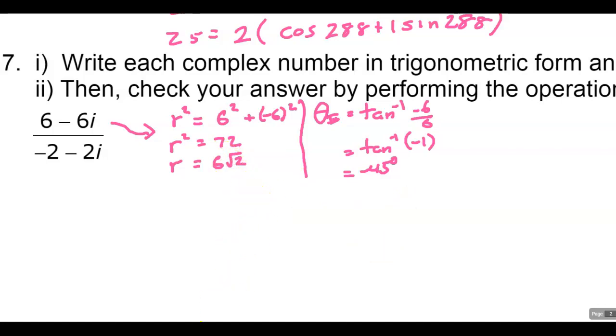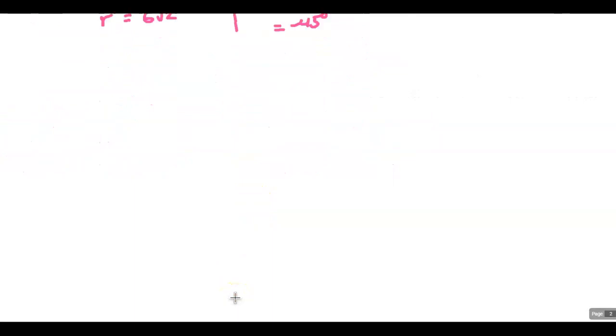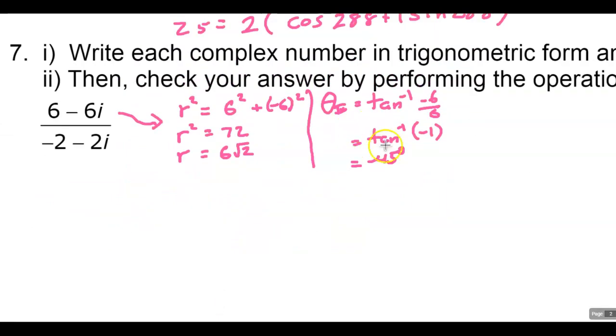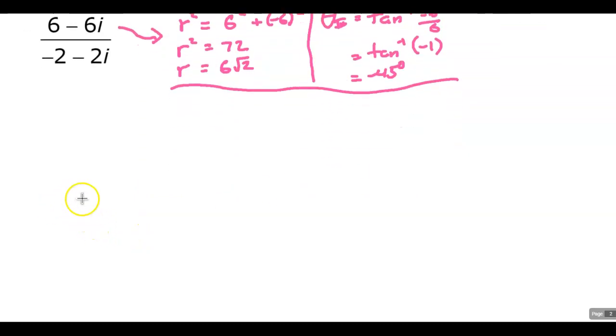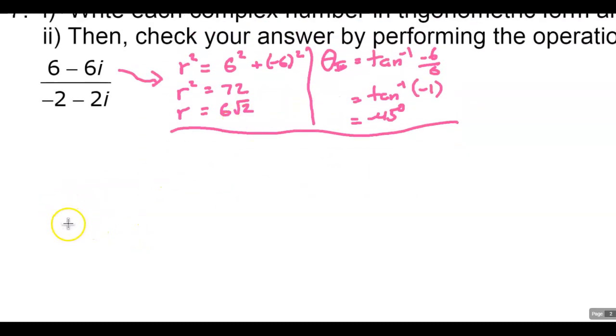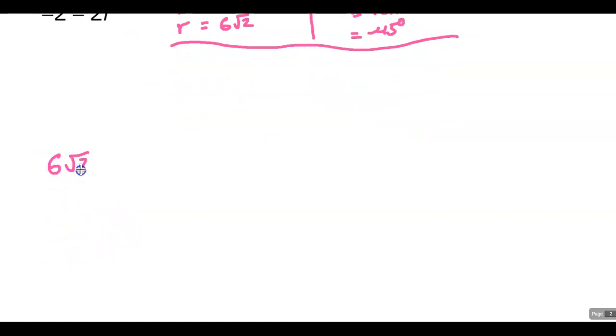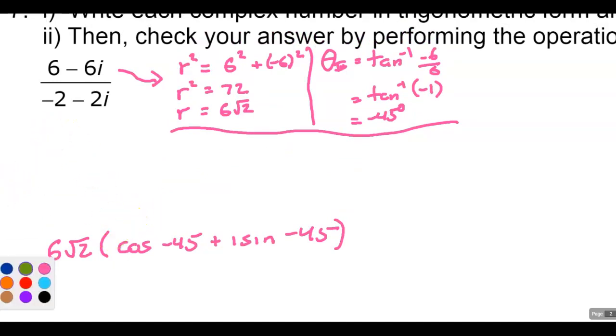So from this, let's see how to organize all this. I got enough room. Okay. So from this, I can write my first part, which will be radius is 6 rad 2. Cosine, actually, I'm going to give myself a little more room. Cosine negative 45 plus I sine negative 45. Okay, there we go.